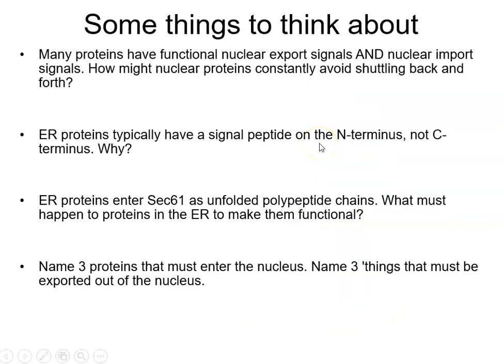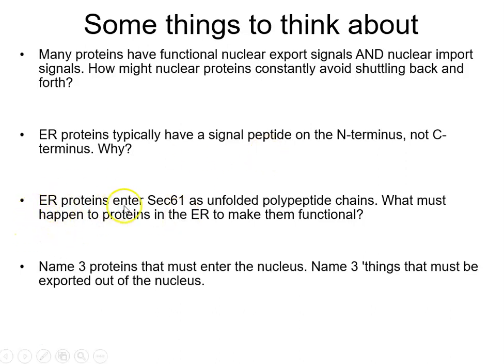So we've got a few things to think about, and we can cover these in the tutorials, but I'd like you to answer these questions, or attempt to, and then we can discuss your answers in the live tutorial next week. So proteins have nuclear import and export signals. How can proteins avoid constantly just shuttling backwards and forwards? So have a think about what proteins might do to prevent them just being randomly shuttled backwards and forwards in and out of the nucleus. Consider why endoplasmic reticulum proteins have a signal peptide on the N-terminus and not the C-terminus. There's a very clear reason why that might be.